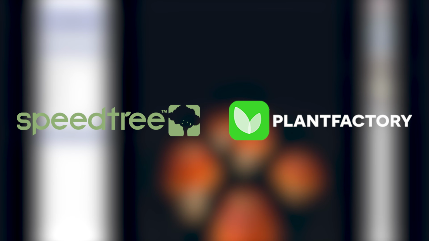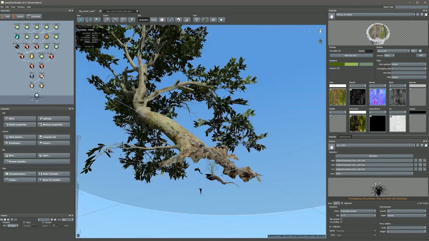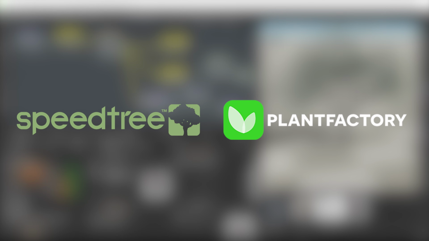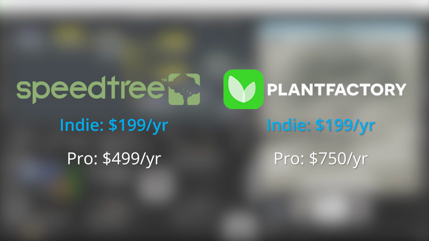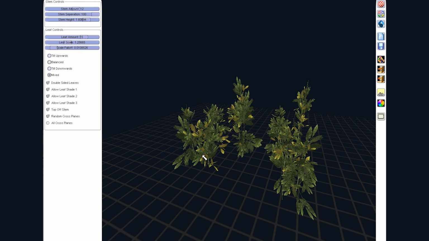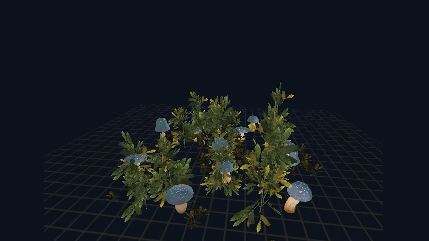Today, we have tools like SpeedTree and PlantFactory that dominate the market, and while they're incredibly powerful, they can be tricky to use, requiring considerable time for beginners to learn. Not to mention that these tools aren't exactly cheap. Both SpeedTree and PlantFactory will set you back $200 a year, and that's just for the indie license. By comparison, PlantLife was just $50, and since this was during the time when software subscriptions weren't a thing, once you bought it, it was yours forever.